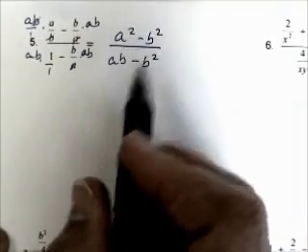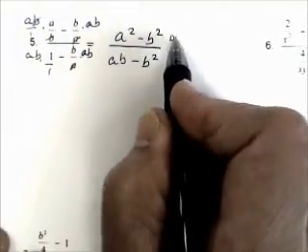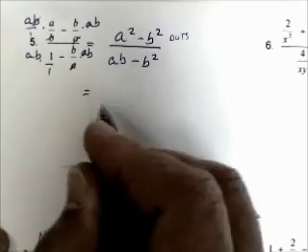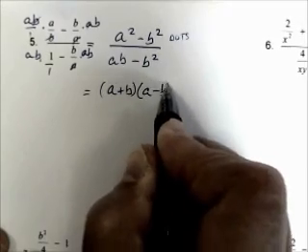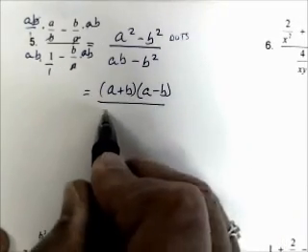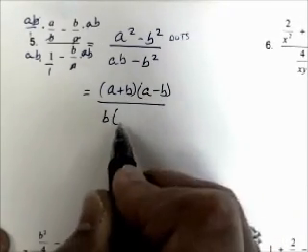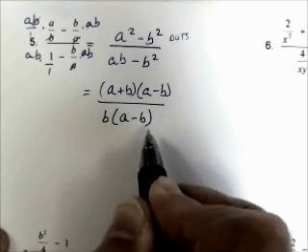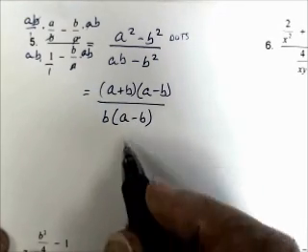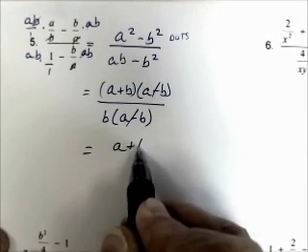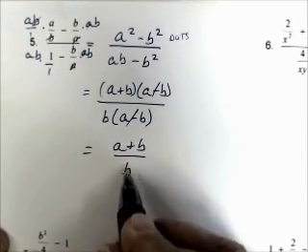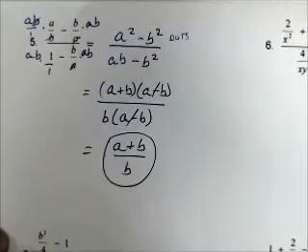See if it can be simplified. The numerator is a difference of 2 squares. So that factors into a plus b times a minus b. And the denominator has a GCF of b times a minus b. The a minus b's are common to numerator and denominator. They divide out. So our answer is a plus b divided by b.